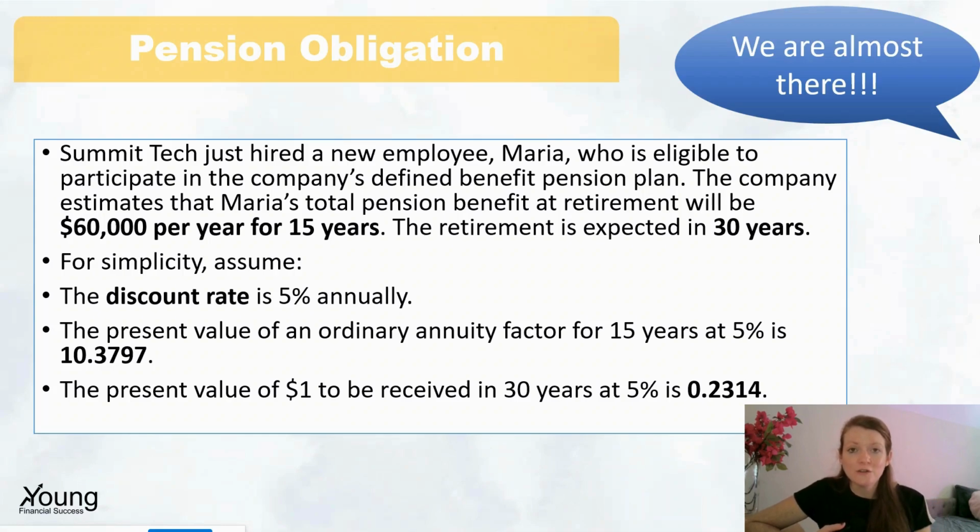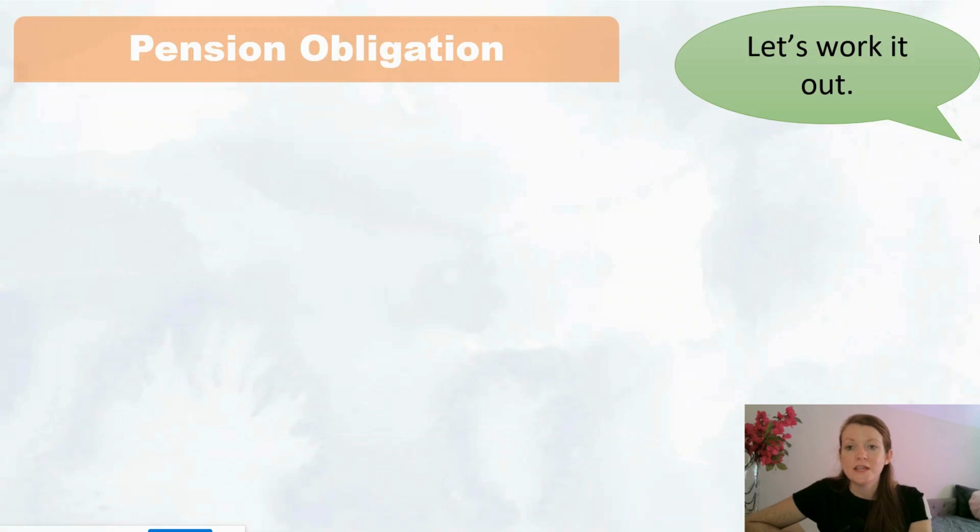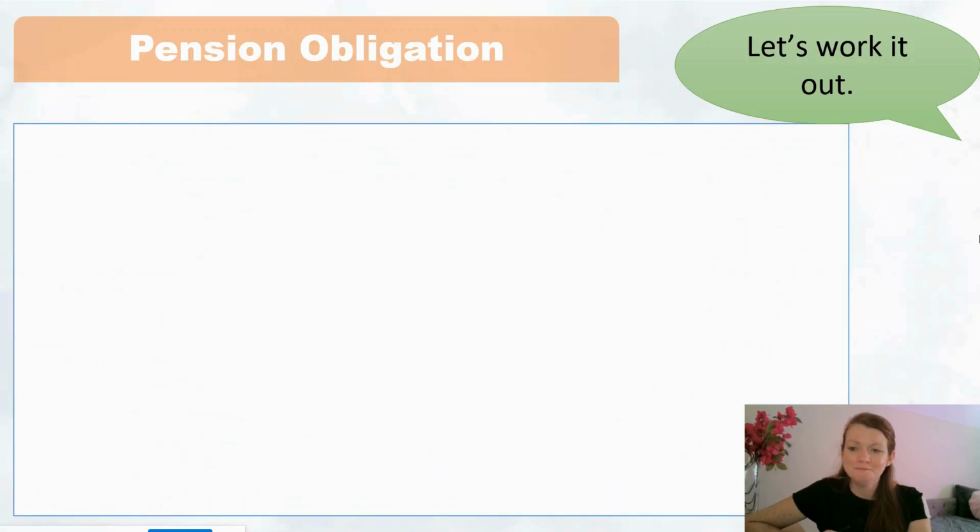And if they can earn 5% a year, then that'll be fantastic. They don't have to set all this money aside at the last minute. So that's what we're trying to calculate. How much is our obligation right now to make sure we have enough set aside? So let's work this out together.